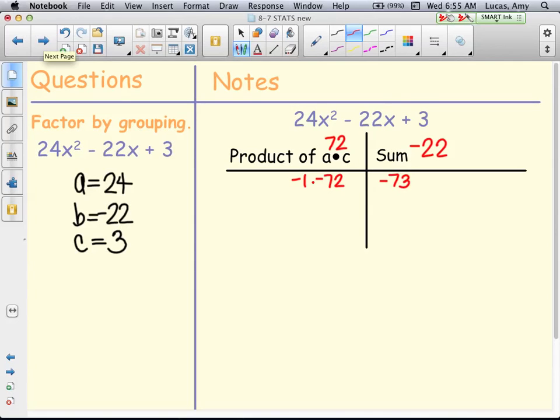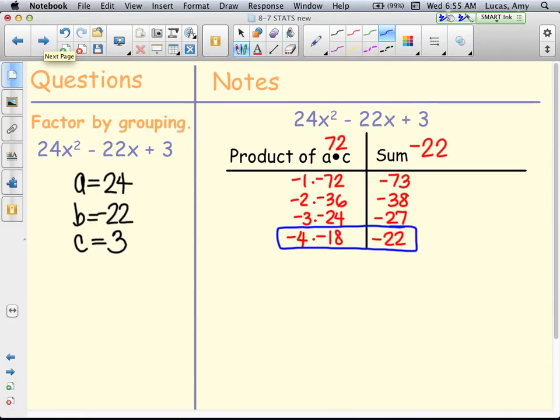Too small. Negative 2 times negative 36 would give me negative 38. Negative 3 times negative 24, negative 27. I'm going in the right direction, you can tell. Negative 4 times negative 18, that's the one that's going to work. So I am not going to write out any more factors. There are still quite a few that I could write for the number 72, but I've found the sum that we need, so I'm done.